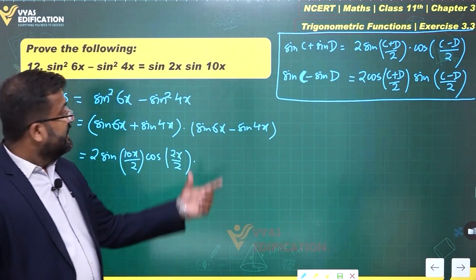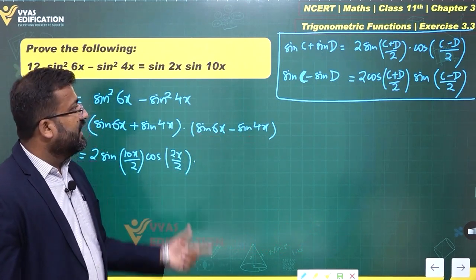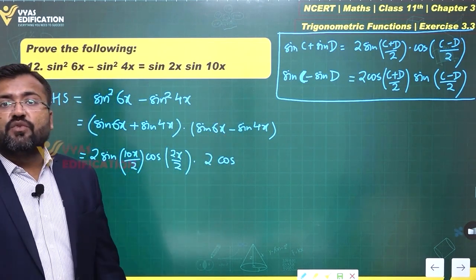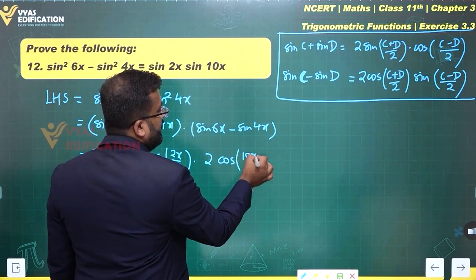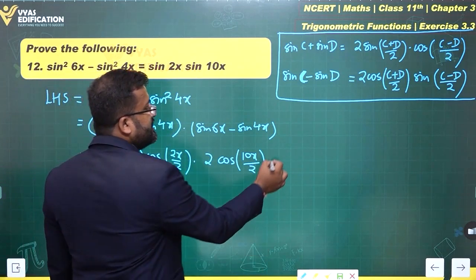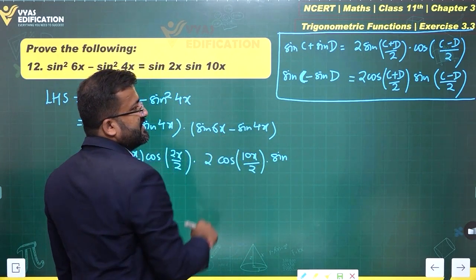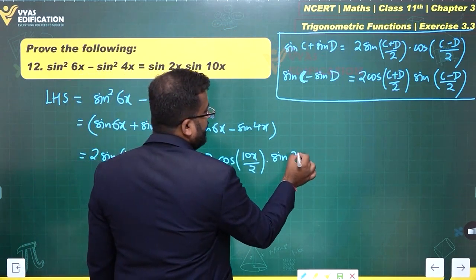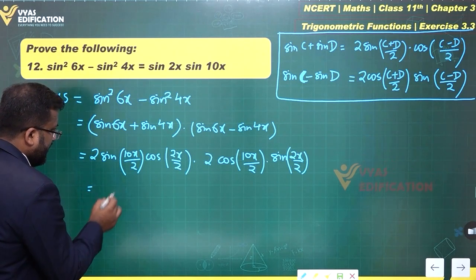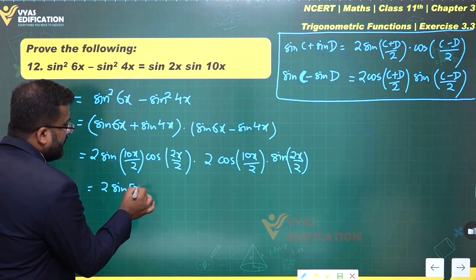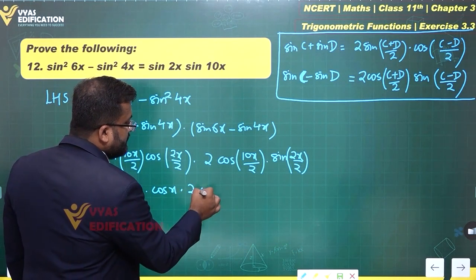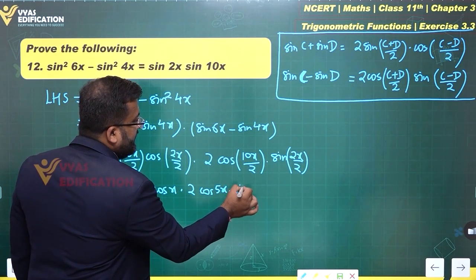What next? This is sin C minus sin D, another product, and that will be equal to 2 times cos of C plus D by 2. 6x plus 4x is 10x by 2 times, this is 2 cos C plus D by 2, and you have sin of C minus D by 2. C minus D, which is 6x minus 4x, which is 2x by 2. Okay, this is one identity that we have used. What else? This is written as 2 sin 5x cos x into 2, what is this? This is cos 5x. Okay, this is sin x.